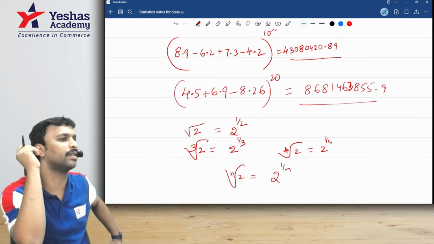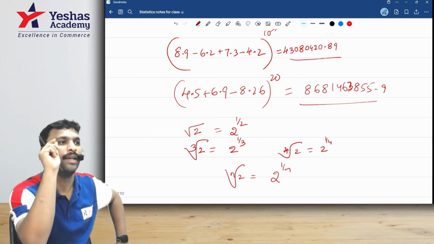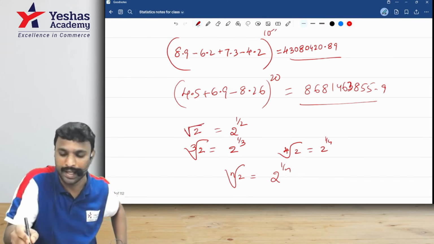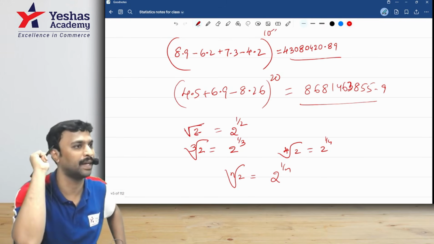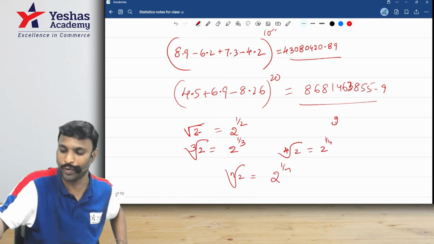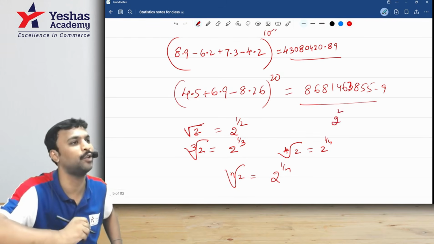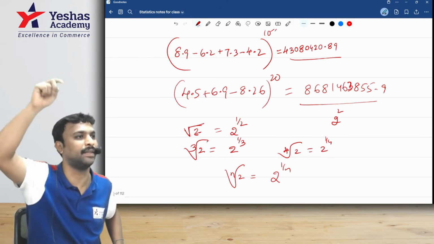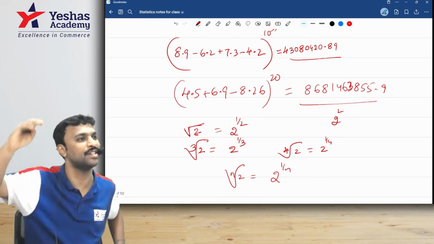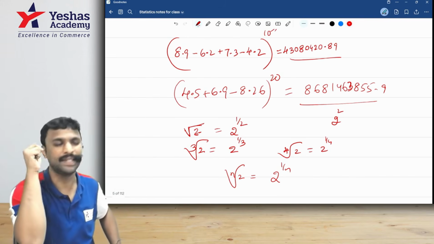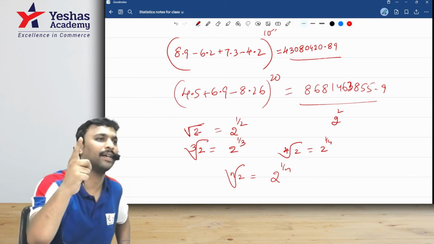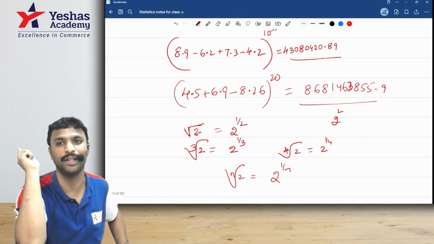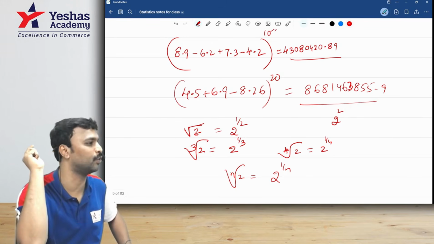Now, why am I saying all those things? Root of any number, first of all, square root means the number power 1 by 2. Because 2 square is power 2, but root of 2 means power 1 by 2. Cube root means power 1 by 3. Nth root in general is power 1 by n. Why am I saying this? In your calculator, you can only find the square root. You can't find out the cube root, the fourth root or fifth root and so on.